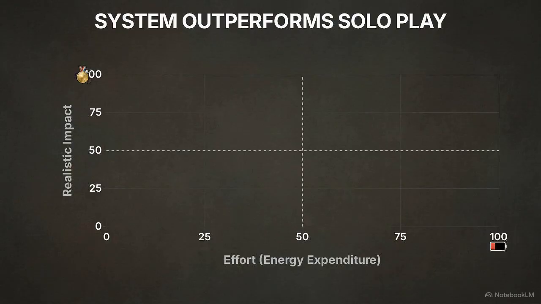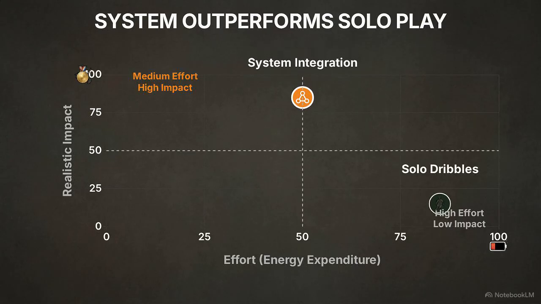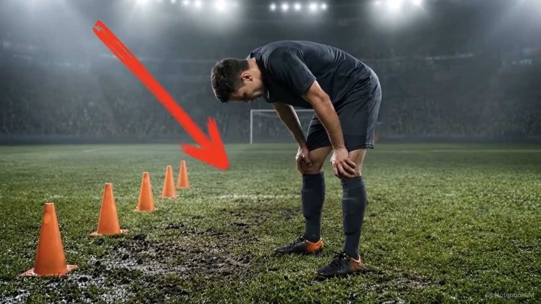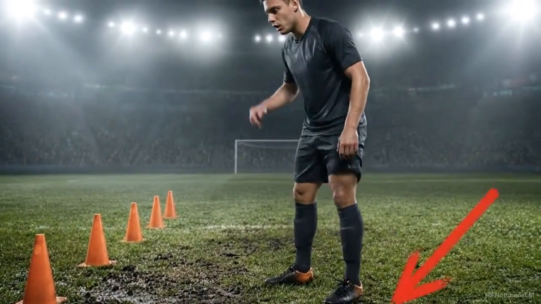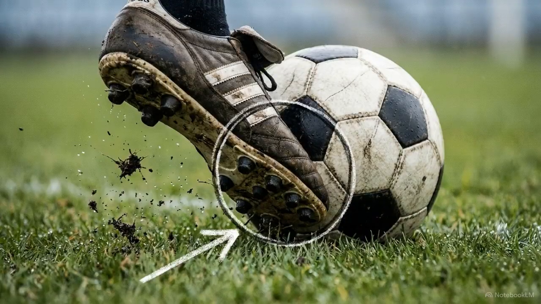This chart plots effort against realistic impact to map developmental return on investment. Notice halfway line solo dribbles. They fall into the extreme quadrant of high effort and low impact. Compare that to system integration, locking directly into the medium effort, high impact quadrant. If you are a developing athlete and you lack the highly precise biomechanical anomaly of rapid, low-gravity acceleration, you need to divest your training hours away from deep dribbling and reinvest them into one-touch finishing.